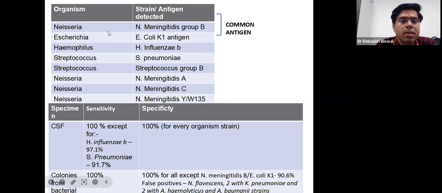These are the bacteria commonly detected by the latex agglutination test: Neisseria meningitidis group B, E. coli K1 antigen, Haemophilus influenzae type B, Streptococcus pneumoniae, group B Streptococcus, that is Streptococcus agalactiae, then Neisseria meningitidis A, C, Y, and W135. You can see the sensitivity and specificity are almost 100% from the CSF sample, with the exception of Haemophilus influenzae type B, where the sensitivity is around 97%, and for Streptococcus pneumoniae it is around 91%.